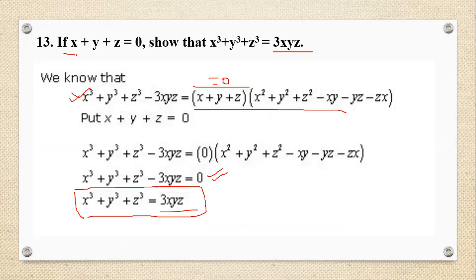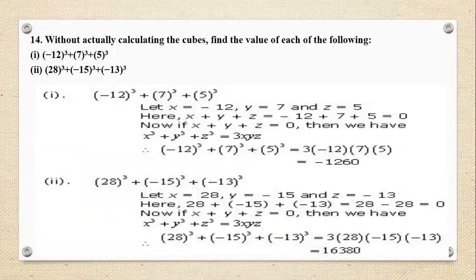So for any three values, if their sum is 0, then the sum of their cubes is equal to 3 times xyz, 3 times the first value, second value, and third value. So I hope you understood this question, a very important question. This often comes in your examination. Now next, question number 14. Without actually calculating the cubes, we are supposed to find the value of each of the following. So this is the application of the previous identity, or question number 13, here. So the sum of all the three values, you can say here we have minus 1275, that is 0.